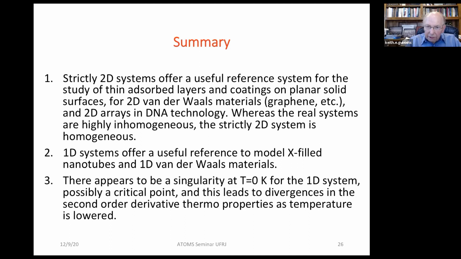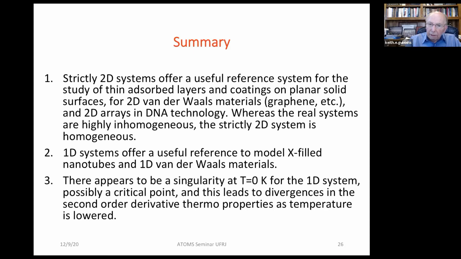And these divergences in the 1D systems are visible at much higher temperatures, far above any possible critical point at 0 Kelvin. So it suggests that you can obtain very high values of these second derivative properties just by adjusting the temperature and pressure. And it doesn't depend very much on the intermolecular forces. It's coming from these long-range correlations.